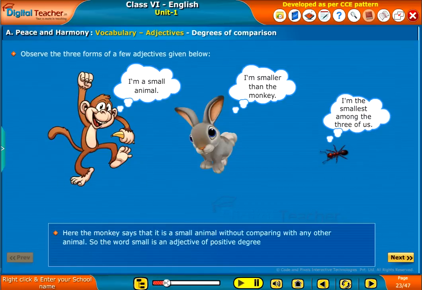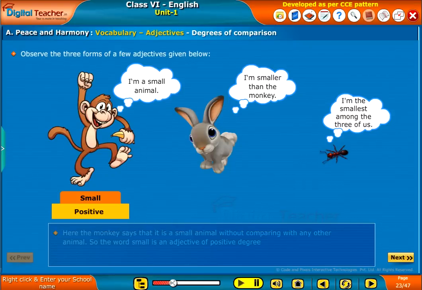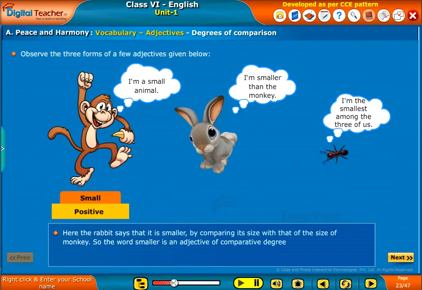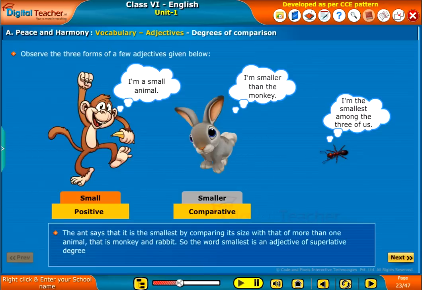Here, the monkey says that it is a small animal without comparing with any other animal. So, the word small is an adjective of positive degree. Here, the rabbit says that it is smaller by comparing its size with that of the monkey. So, the word smaller is an adjective of comparative degree. The ant says that it is the smallest by comparing its size with that of more than one animal, that is monkey and rabbit. So, the word smallest is an adjective of superlative degree.